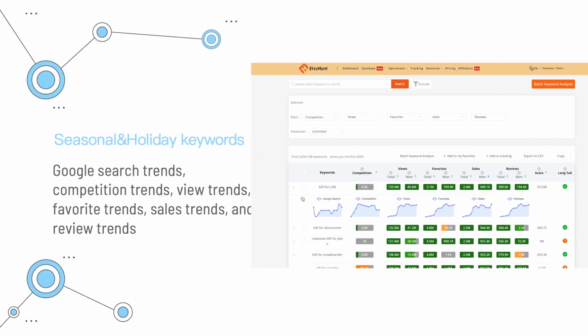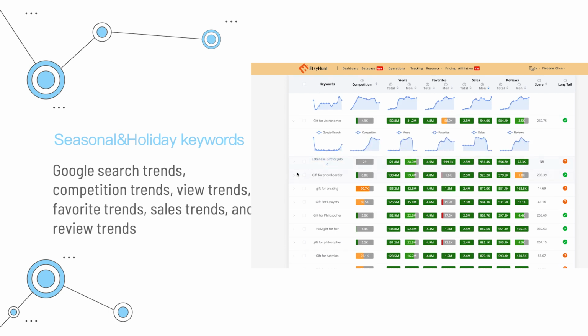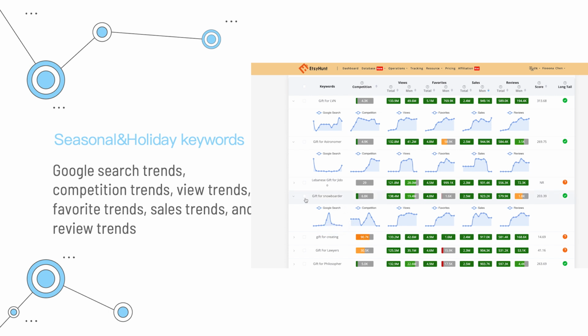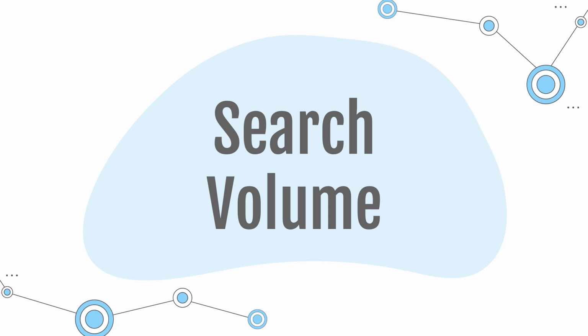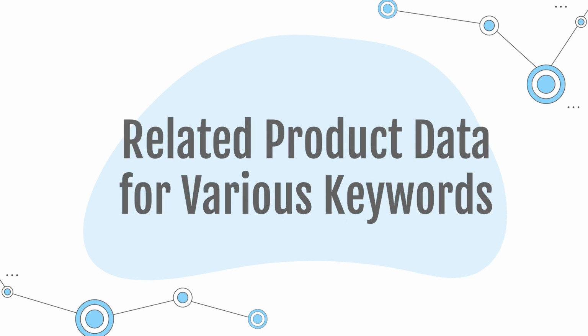The keyword database also shows trends for each keyword in Google Search Trends, Competition Trends, View Trends, Favorite Trends, Sales Trends, and Review Trends. By analyzing these trend data, we can identify seasonal or holiday keywords to increase exposure and traffic for our products. You can also compare and analyze multiple keywords' various metrics and trend data simultaneously to choose the most suitable keywords for your listing optimization. In EHunt's keyword database, you can see detailed information such as search volume, competition level, and related product data for various keywords. This data is very helpful for formulating effective SEO strategies.